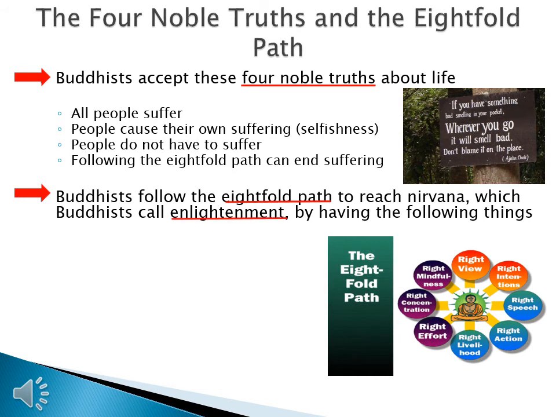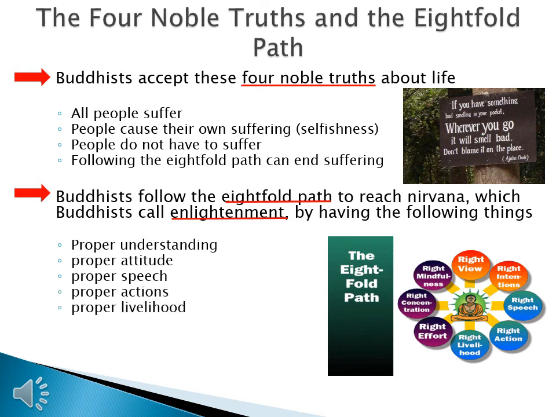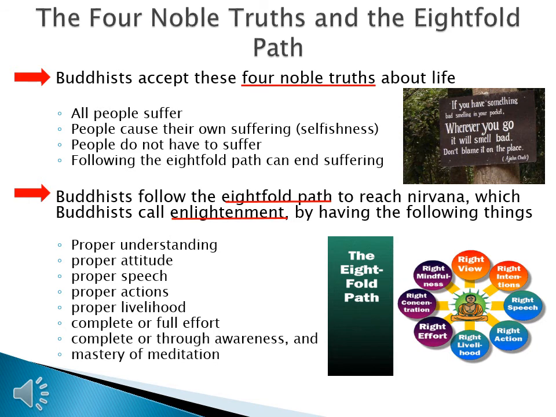And you need to do the following things. You need to have proper understanding, proper attitude, proper speech, proper actions, proper livelihood, complete or full effort, complete or thorough awareness, and mastery of meditation. You follow the Eightfold Path, you accept the Four Noble Truths, and you will reach enlightenment. Go to the next slide.